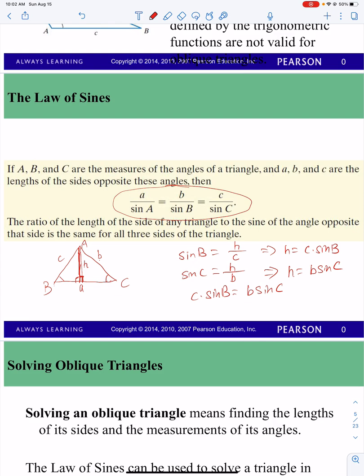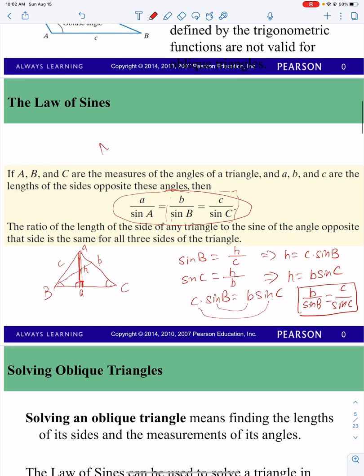So what will you do? You divide by sine B here, and you divide by sine C here. What do you have? B over sine B equals C over sine C. This is how you get this part of the law of sines. Similarly, you can draw a height on AC, and you will get the whole thing. But what will be the important notice for the law of sines?